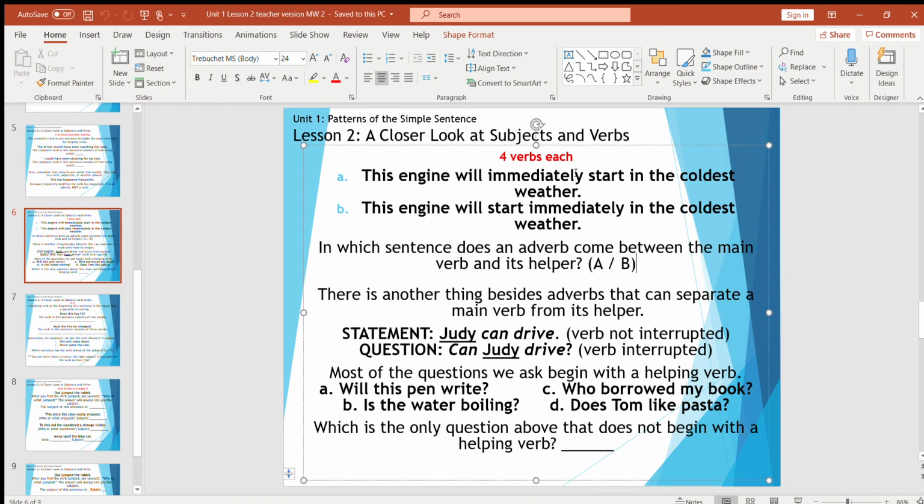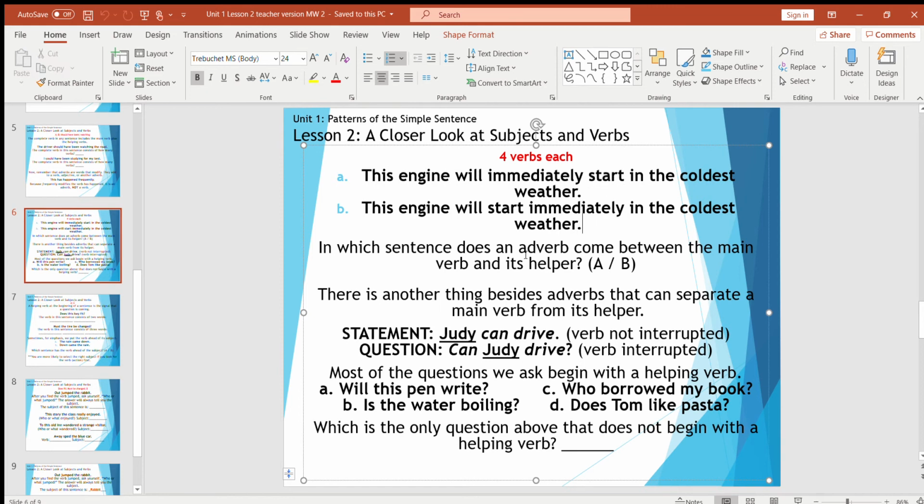Okay, so both sentences also have an adverb in the sentence, though, immediately, right? We know it's an adverb because it, again, ends with ly. Let me highlight it. Here we go. Okay, so which sentence does my adverb come between the main verb of start and the helping verb of will? It obviously is A, because we have will immediately start. So that's one of those things that might separate the helping verb from the action verb. You might have an adverb in between it, in which case you don't circle it. You would just circle the will, and you would just circle the start.